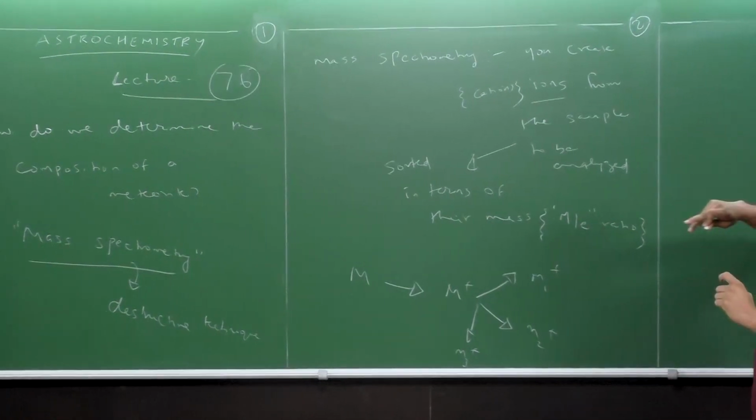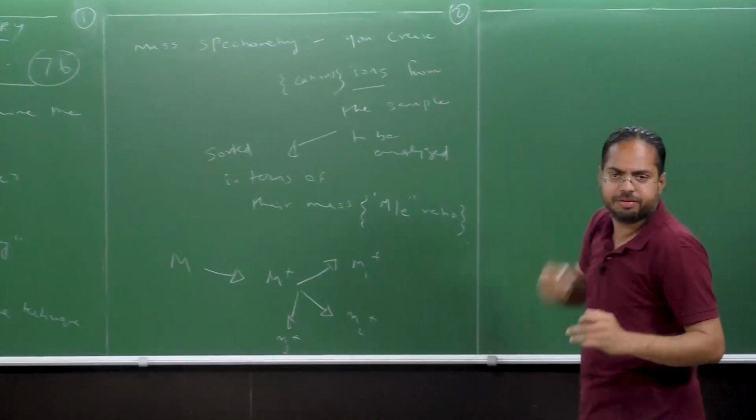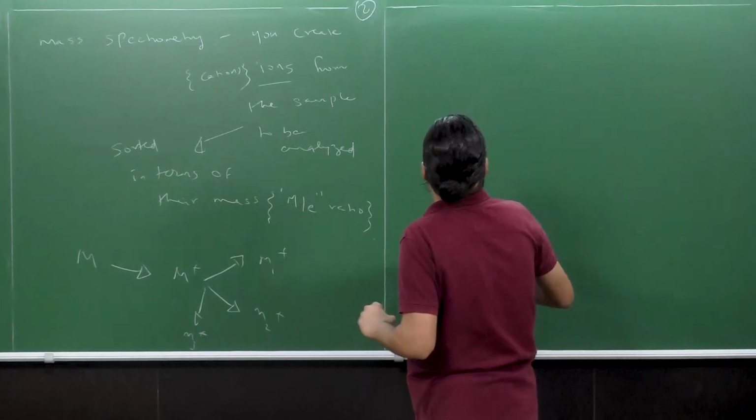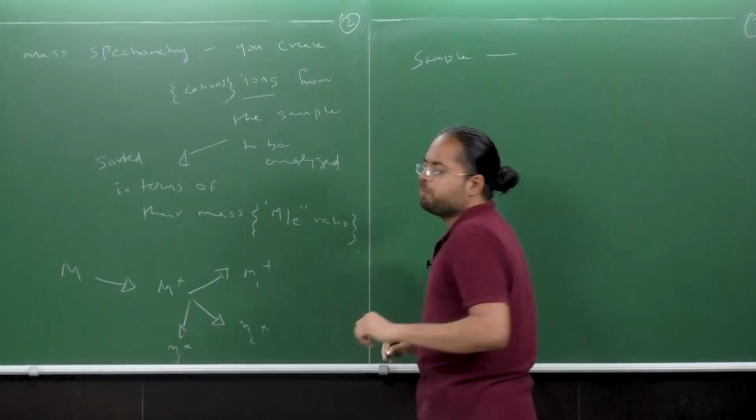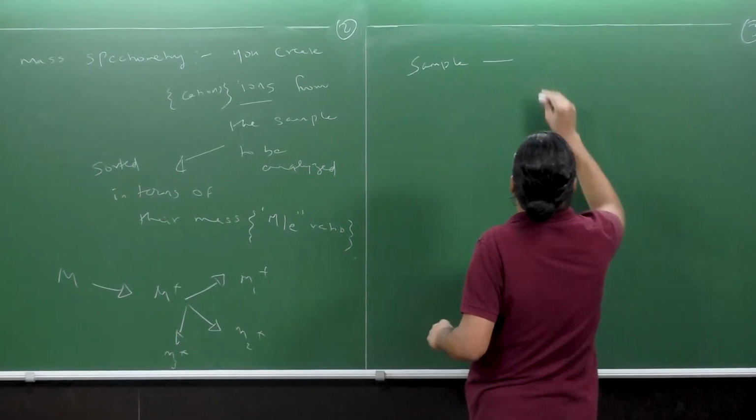The next point is, typically, how is mass spectrometry carried out? Say you have the sample to be analyzed. You pass it through an ion source.